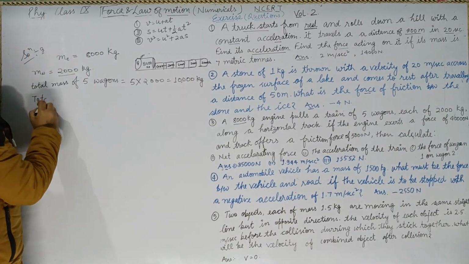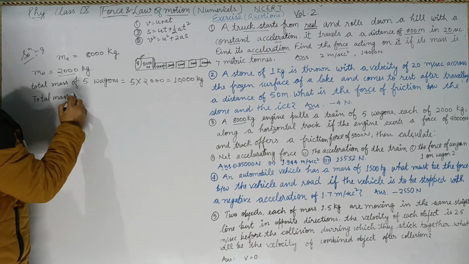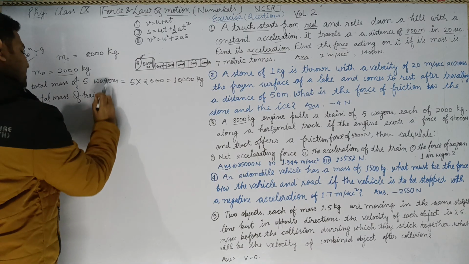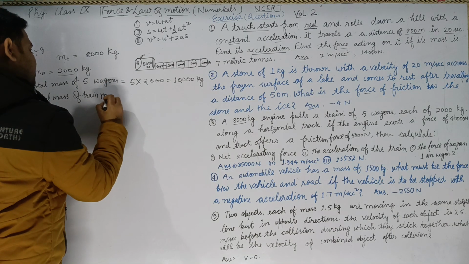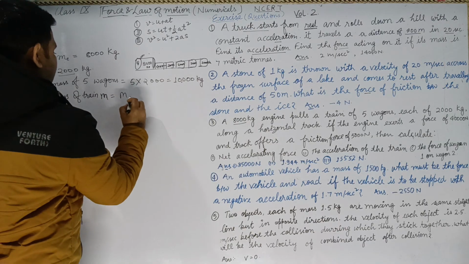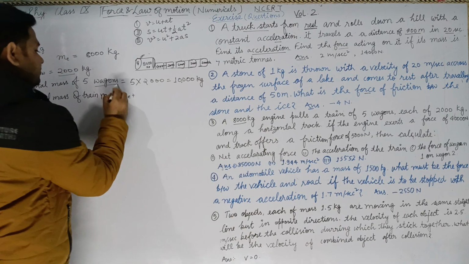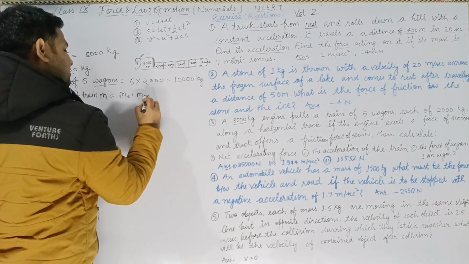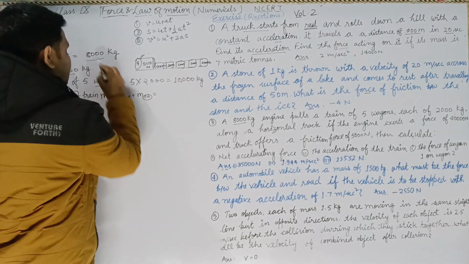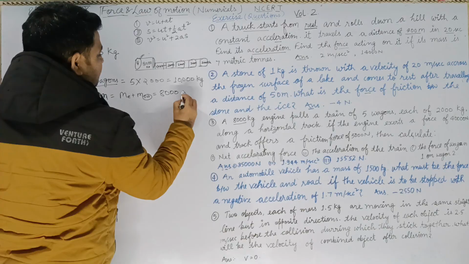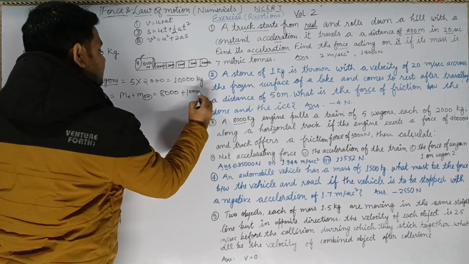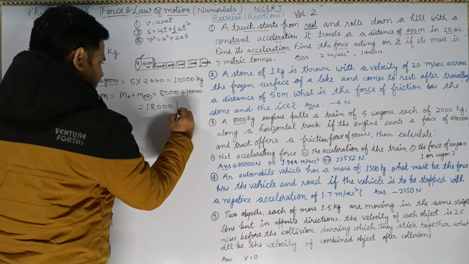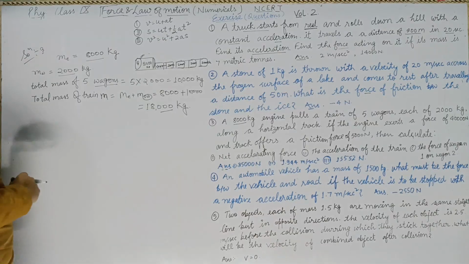Total mass of the train is capital M, which equals mass of engine plus mass of 5 wagons. That is 8,000 plus 10,000, which will be 18,000 kilogram. This is the total mass.